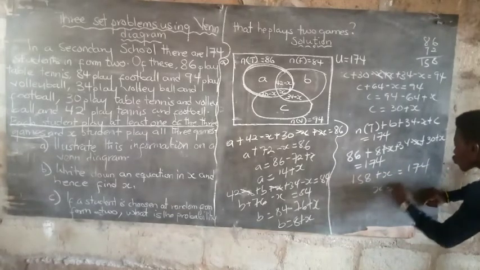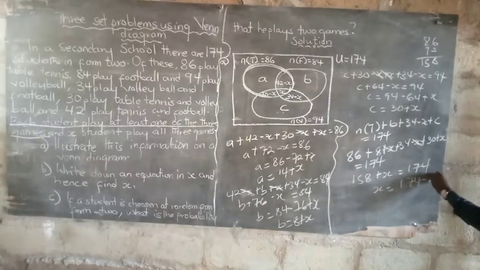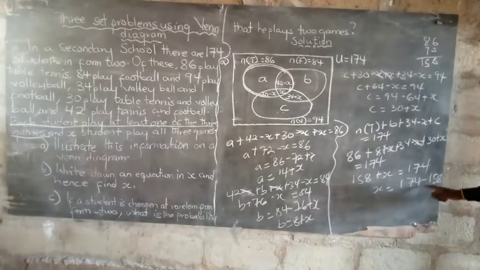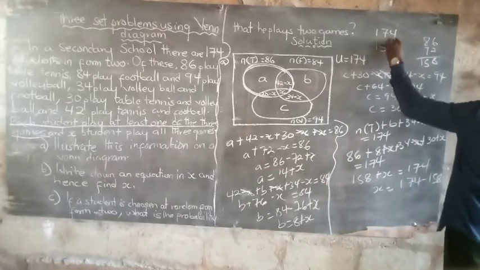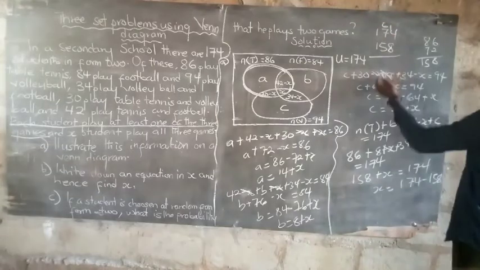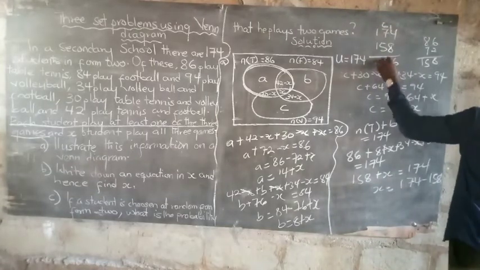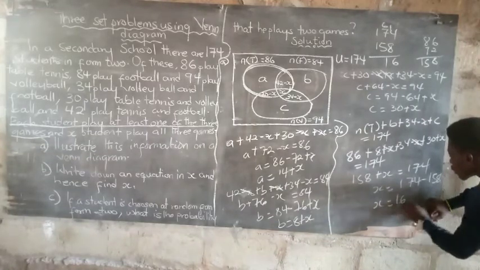So now x is equal to what? 174 minus what? 158. So subtracting this from this, so 174 minus 158. So doing our subtraction, we borrow, here becomes 6. Subtracting this from this, we get 6. Subtracting this from this, we get what? 1. So we get to know that our x will be equal to 16, and that is it.